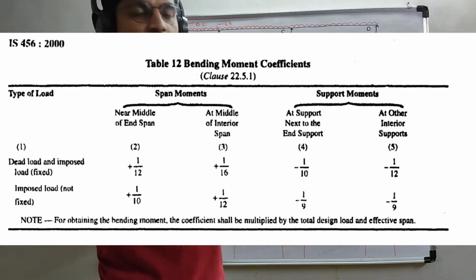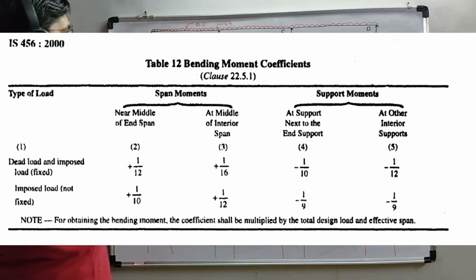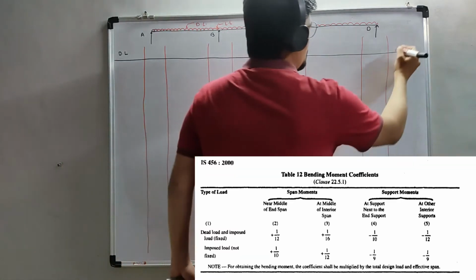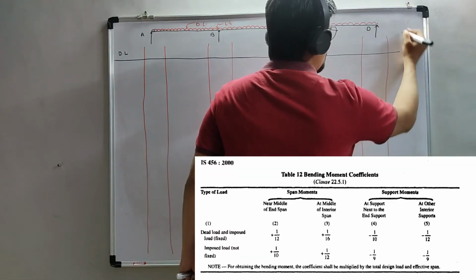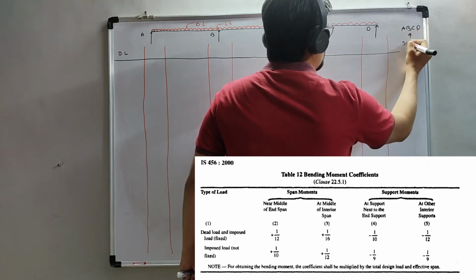In span moment there are two types. The first one is showing near middle of end span, and the other is at middle of interior span. So let me write you mid span. I am naming A, B, C, D, and I am considering A, B, C, D as support moment.